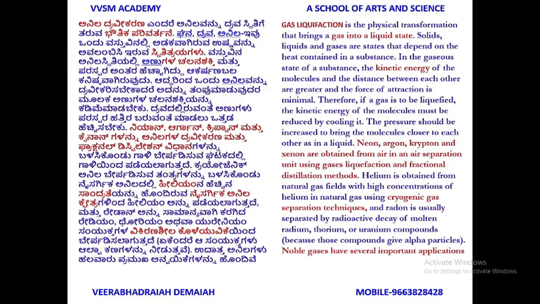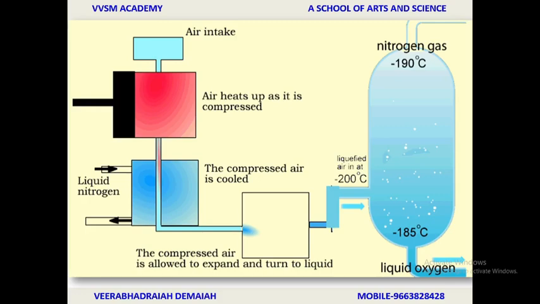Neon, argon, krypton and xenon are obtained from air in an air separation unit using gas liquefaction and fractional distillation methods. Helium is obtained from natural gas fields with a high concentration of helium using cryogenic gas separation techniques. And radon is usually separated by radioactive decay of radium, thorium or uranium compounds, because those compounds give alpha particles. Noble gases have several important applications. This is the liquefaction of gases.